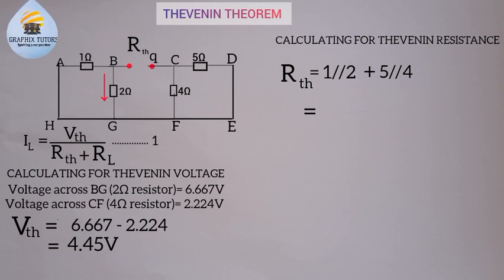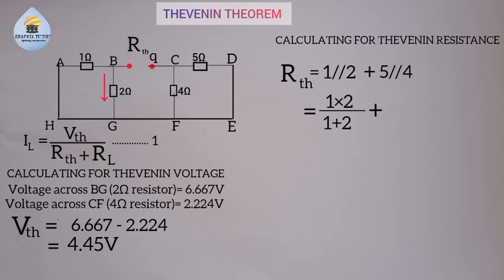you multiply both of them at the top and you add both of them at the bottom. That means multiply both of them at the numerator and you add both of them at the denominator. So it will be 1 times 2 at the top divided by 1 plus 2 at the bottom, plus 5 times 4 at the top all over 5 plus 4 at the bottom. That is just the concept.